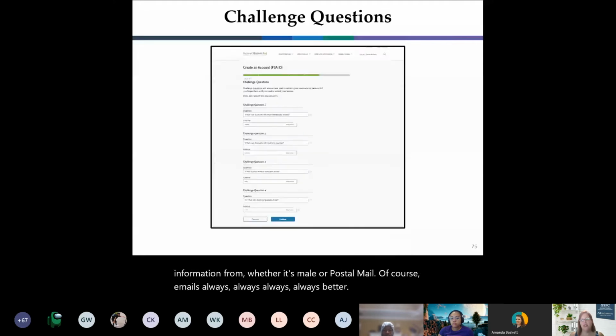Now your challenge questions. Select your challenge questions and your answers. This is real important because this is a way to unlock your account if you forget your username and your password. So make sure these are questions you know and answers you know, and the answers are not case sensitive.